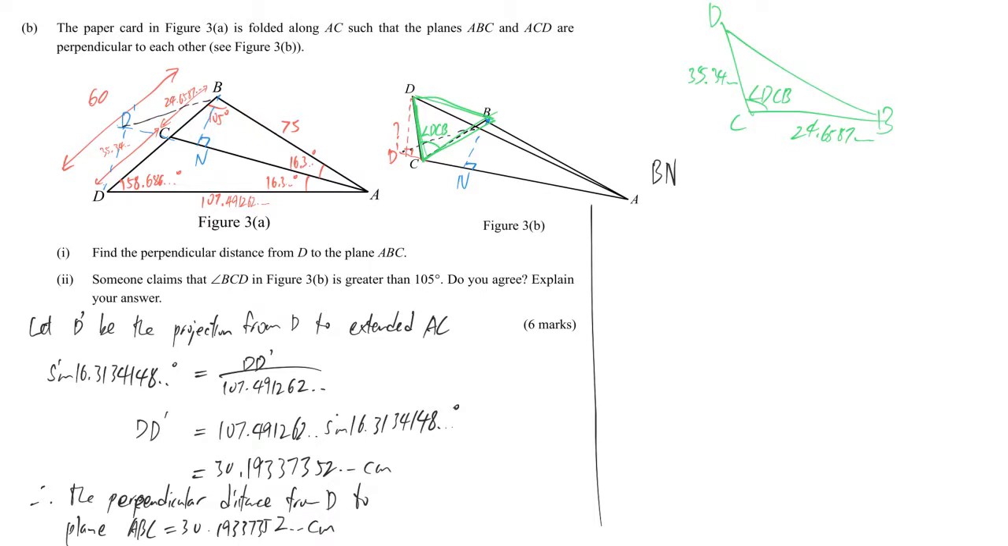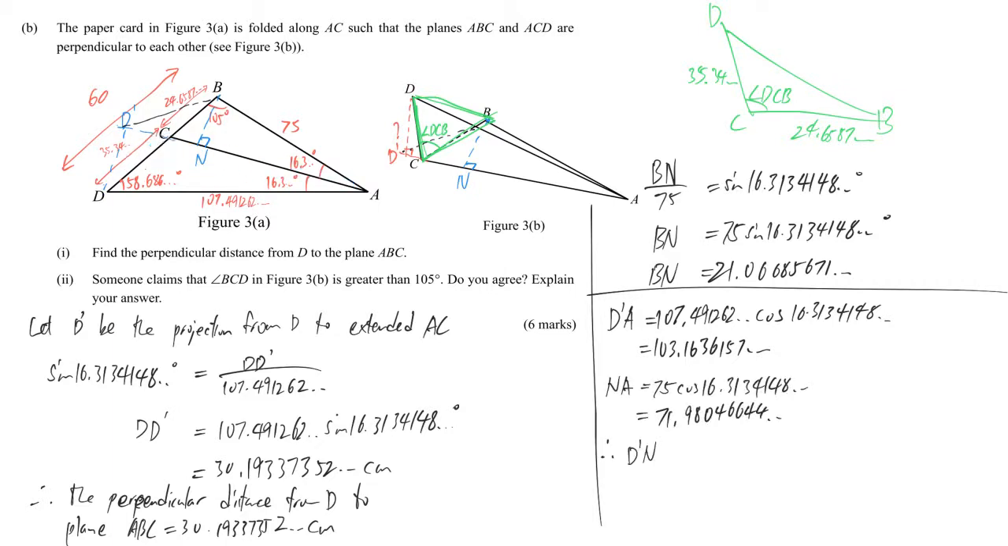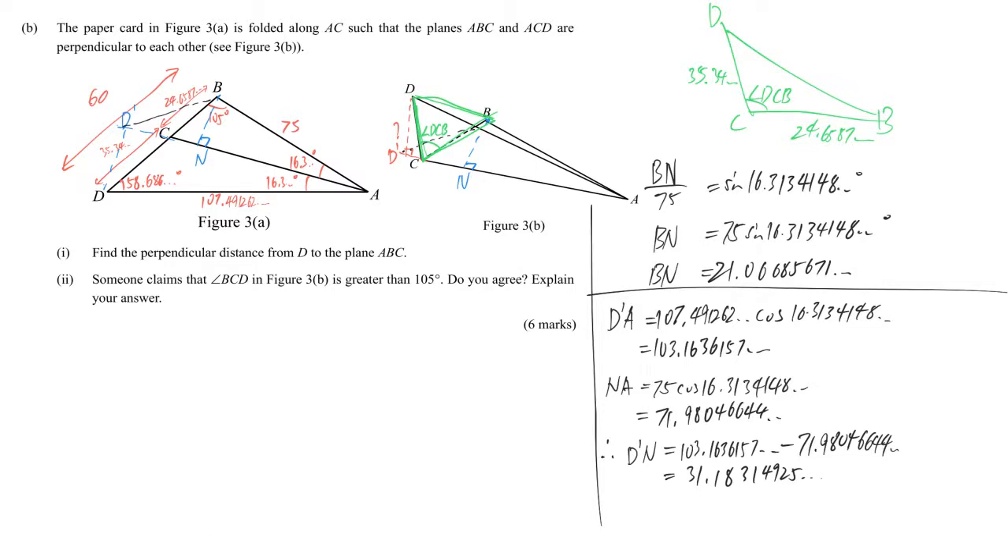Opposite over hypotenuse, so BN over 75 should equal sine 60.3 something degree, and BN is equal to 75 times this side ratio. Then another stage is the horizontal difference. D prime A is equal to adjacent over hypotenuse, so we are talking about the hypotenuse times cosine 16 point something angle again. Get the total length from D prime to A, then we get the length from N to A. Therefore, D prime N is the difference of them. So therefore, we can get the projection of BD.